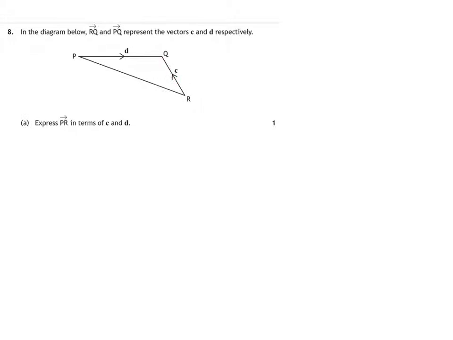So first of all, we are starting at P and we need to go to R. So we're going to go along here, so that's D. And then we have to go down there, which is the opposite direction of the arrow in C, which means we are taking that away. So writing it in terms of C and D, P to R is equal to D minus C.